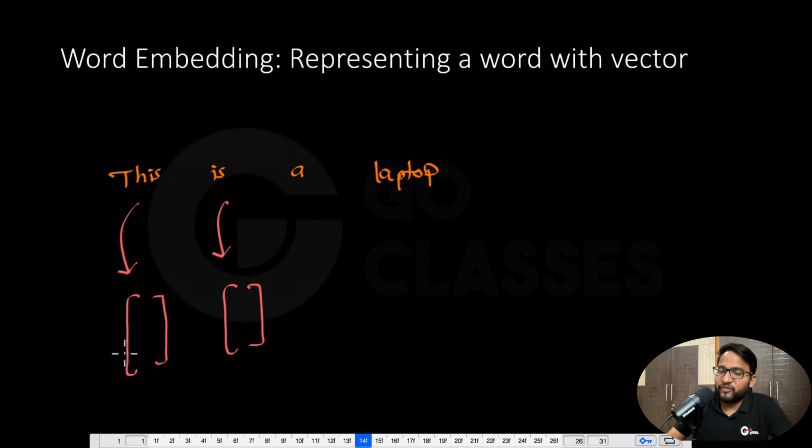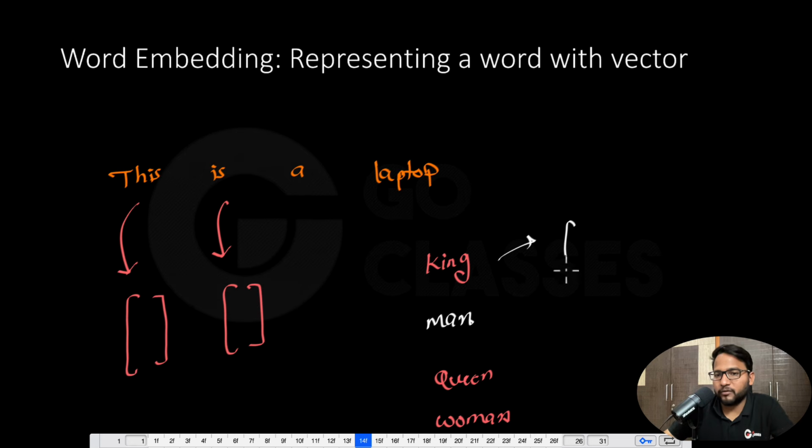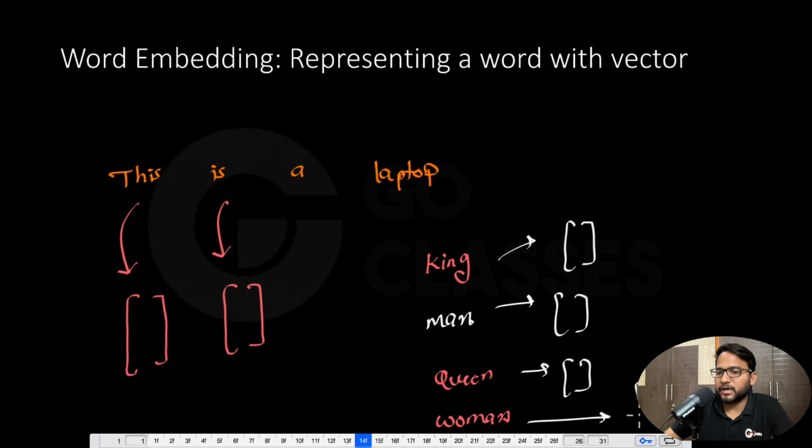Now, just to tell you the effectiveness of this particular method, let me give you one example. Suppose that you have a vector using this method. You have a vector for king, you have a vector for man, you have a vector for, let's suppose, queen, you have a vector for woman. Suppose you have these 4 vectors that you got using the word embedding. So this vector is 512 dimension, this vector is 512 dimension, this vector is 512 dimension, and this vector is 512 dimension.